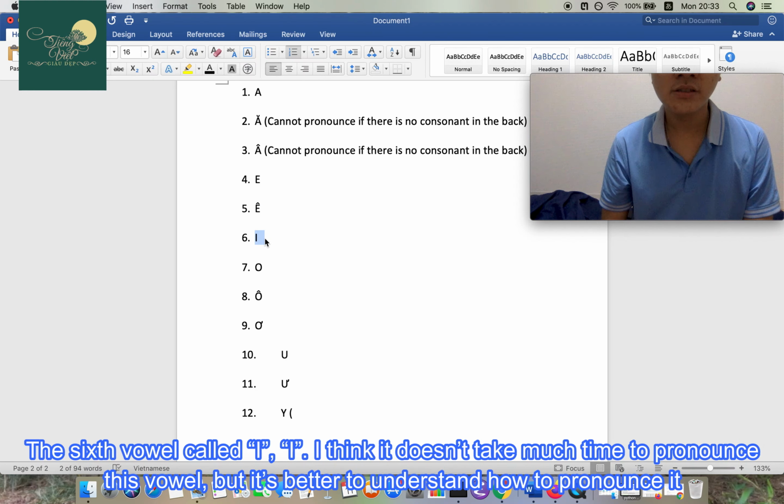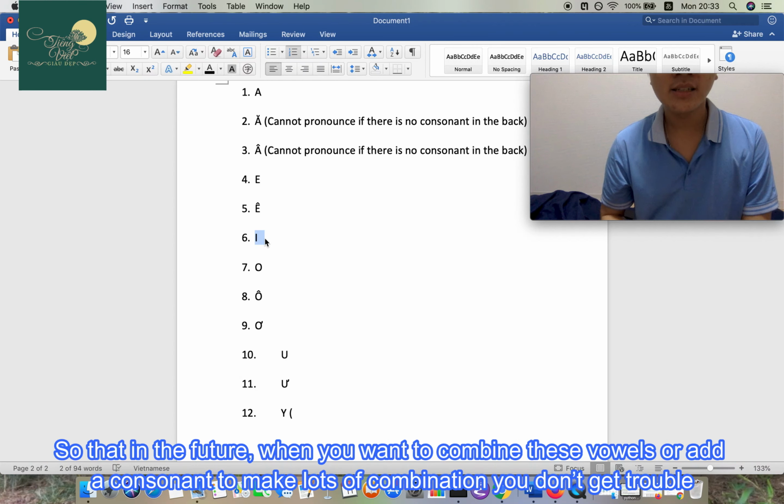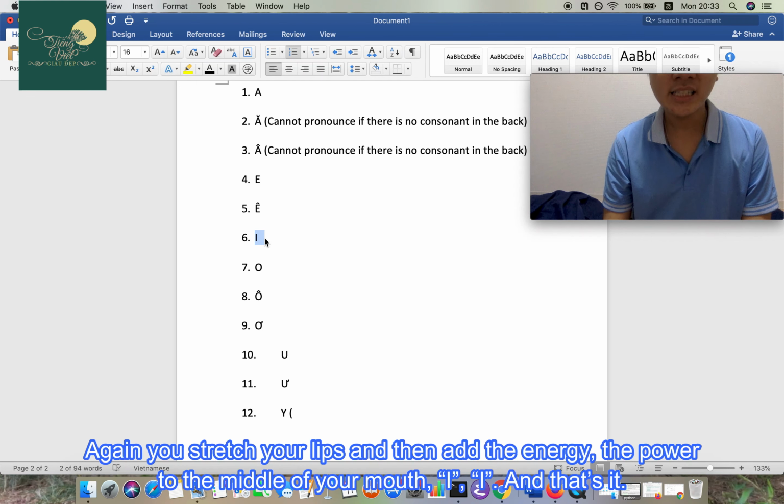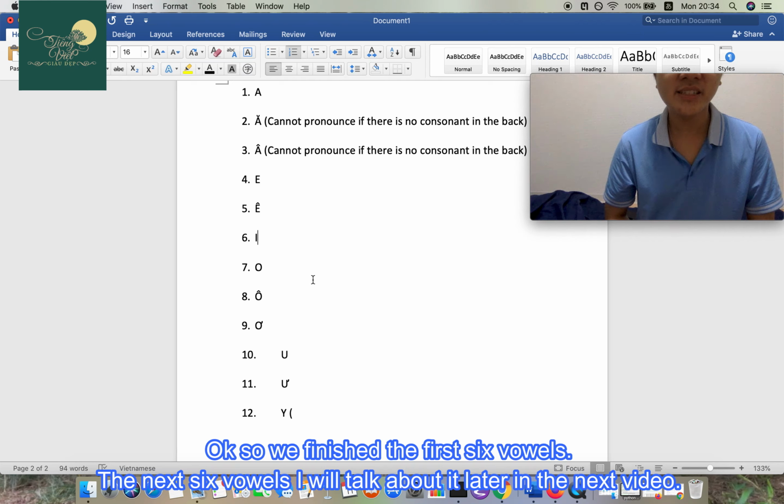The sixth vowel is E. I think it doesn't take much time to pronounce this vowel, but it's better to understand how to pronounce it so that in the future, when you want to combine these vowels with other consonants to make lots of combinations, you don't get into trouble. So, how to pronounce this correctly? Again, you stretch your lip and then add the energy, the power to the middle of your mouth. And that's it. Okay, so we finished the first 6 vowels.